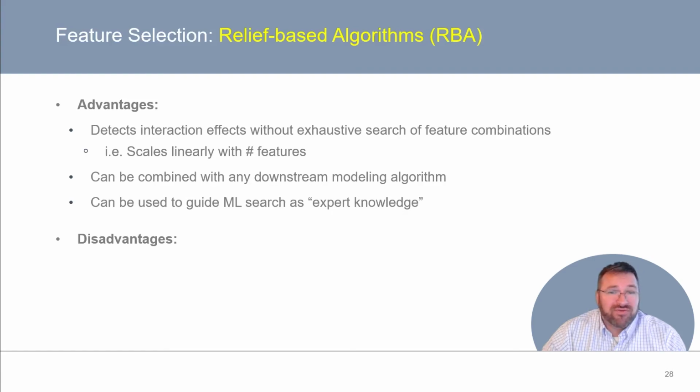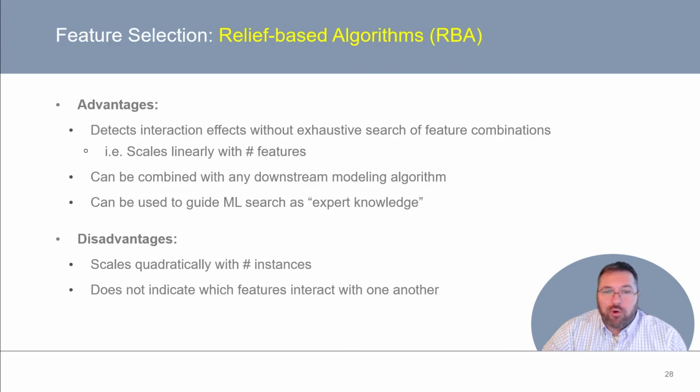However, in terms of disadvantages, RBAs scale quadratically with the number of training instances. This is because we must calculate the distances between all instance pairs. However, this computational burden can be lessened by randomly sampling an instance subset for the purpose of running an RBA. Furthermore, RBAs do not explicitly indicate which features are interacting with which other ones. They only provide a way to more confidently filter out features that are likely to be irrelevant even in the context of there being feature interactions.